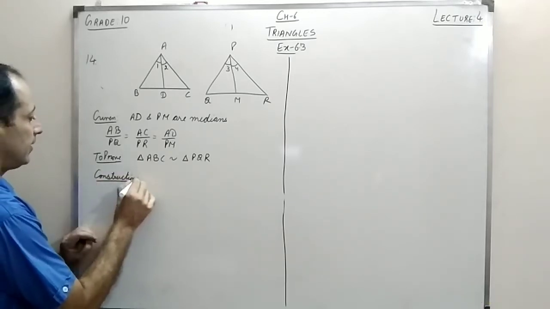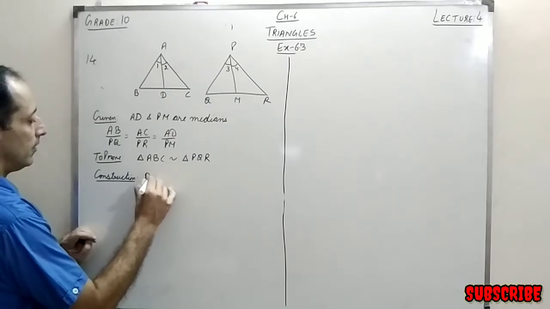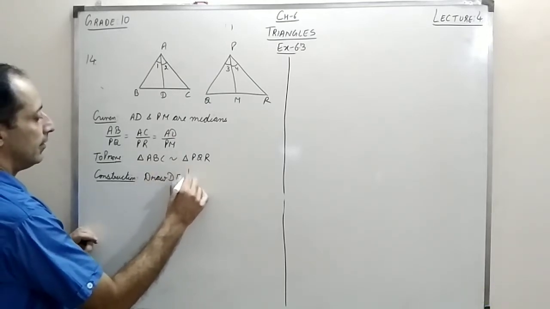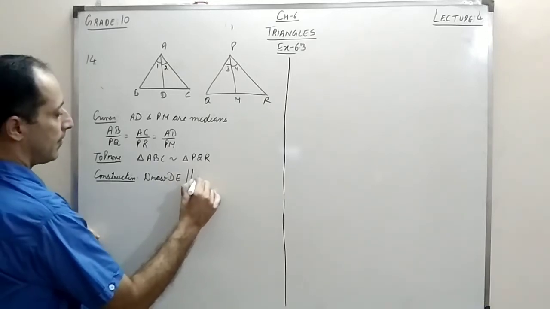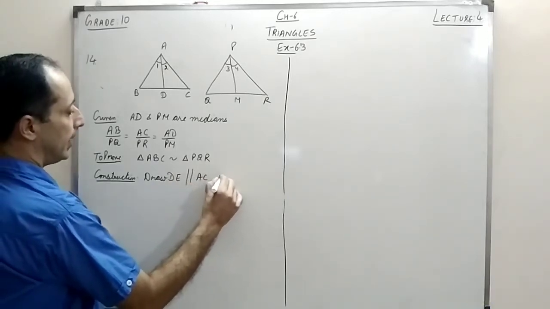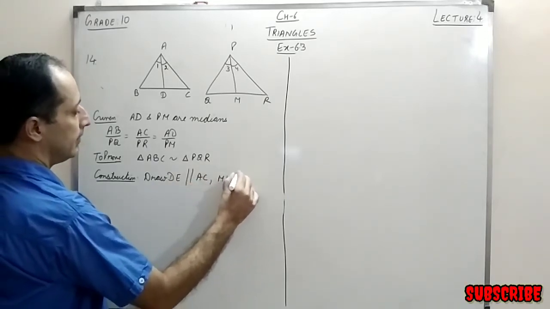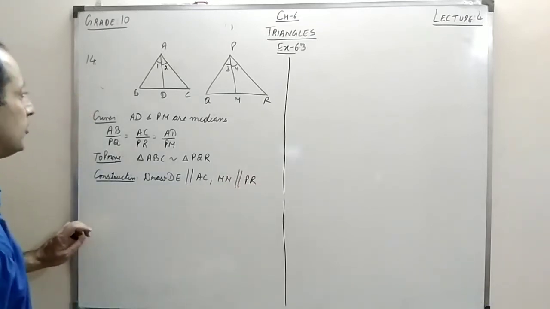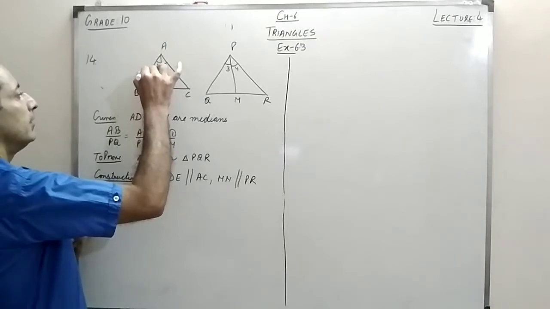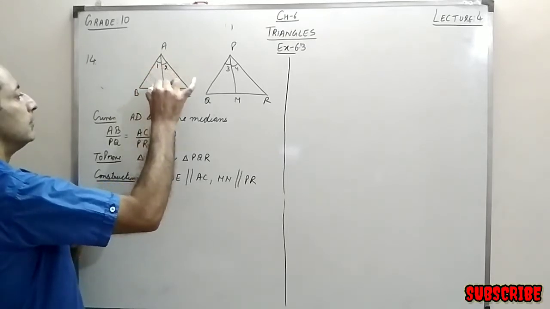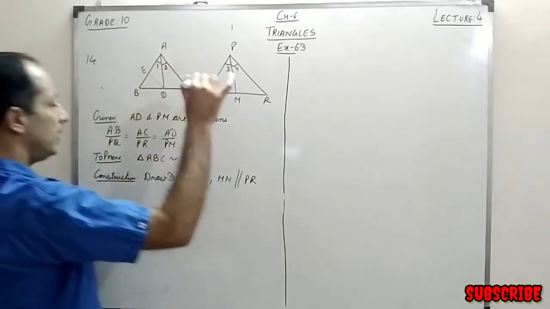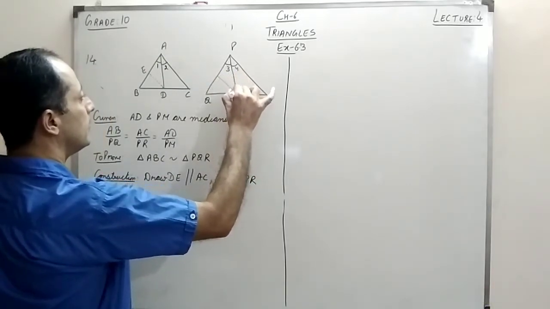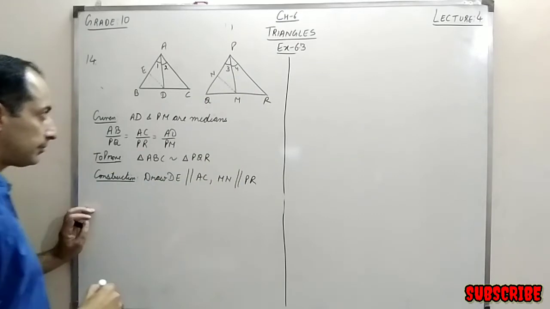And the construction here is, we draw DE parallel to AC and MN parallel to PR, right? So this is DE coming here. I put it here as DE and then I write MN here. So this is MN, right?